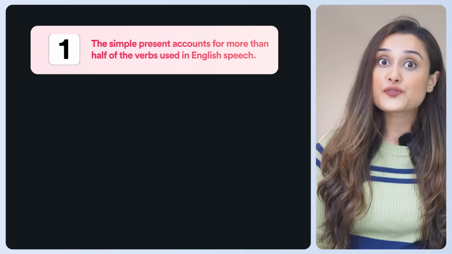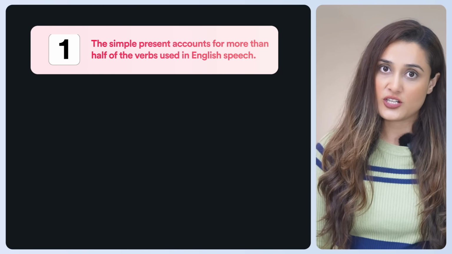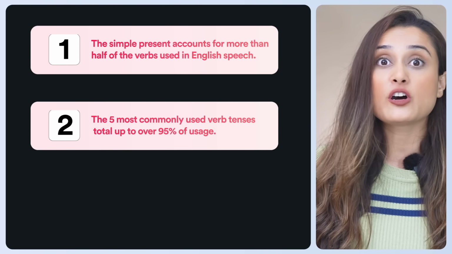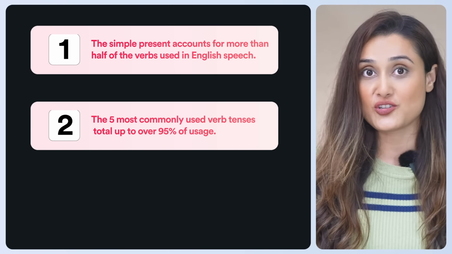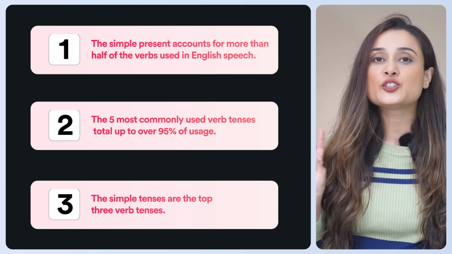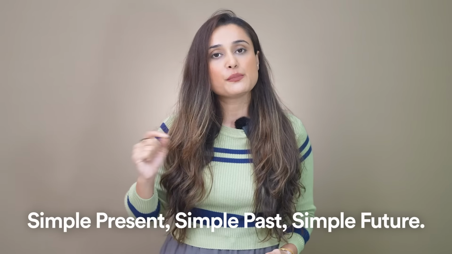3 quick insights from the top 5 that we just spoke about. The simple present accounts for more than half of the verbs used in English speech. The 5 most commonly used verb tenses total up to over 95% of usage. The simple tenses are the top 3 verb tenses. By simple tenses, I mean all 3: simple present, simple past, simple future. Okay, and the small portion that's left covers all the other 7 tenses.